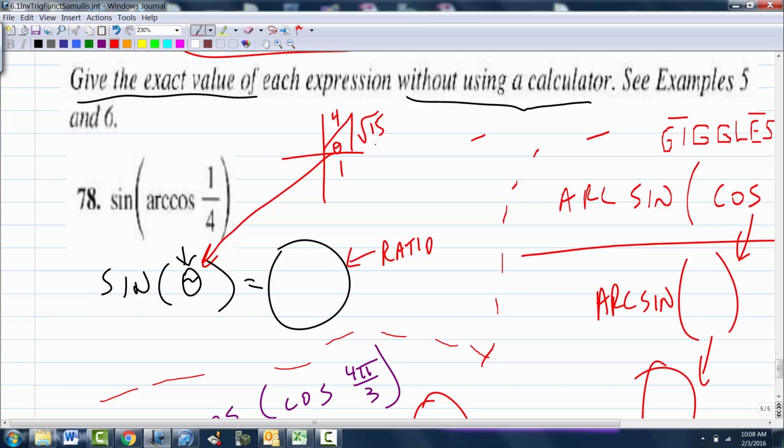Where did I get root 15 from? Pythagorean theorem. That was me, not you. Okay, then what's the sine of this angle measure? Now I go back to this, and the answer is theta. What's the sine of theta? Root 15 over 4.